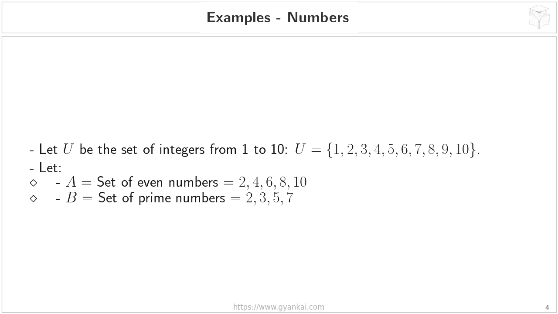Now, let's define two sets within this universal set. We'll call the first set A. A represents the set of even numbers within our universal set. So, A is equal to the set containing 2, 4, 6, 8, and 10.